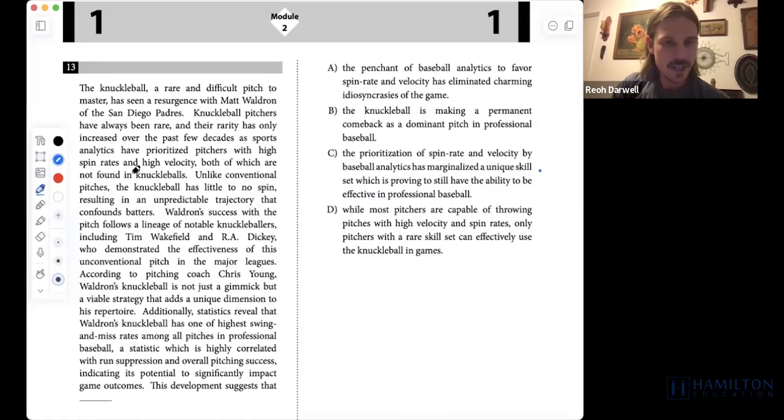All right, so question 13 here is a nice little question about Matt Waldron, a pitcher for the San Diego Padres, at least in the 2024 season. He had a good run there. So the passage talks about how he is unique because he's a knuckleballer, meaning he throws the ball in a certain way that is not common due to particular strategies of front offices. Right, I really want to point out distractors in our answer choices.